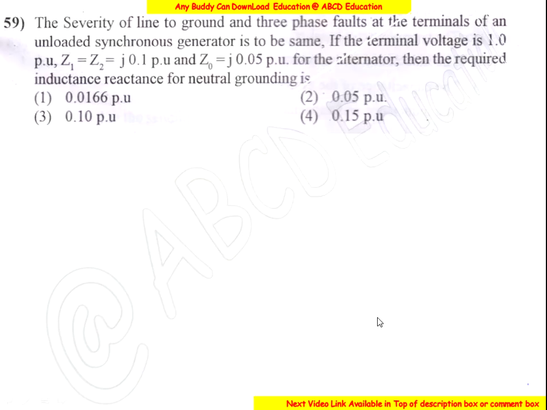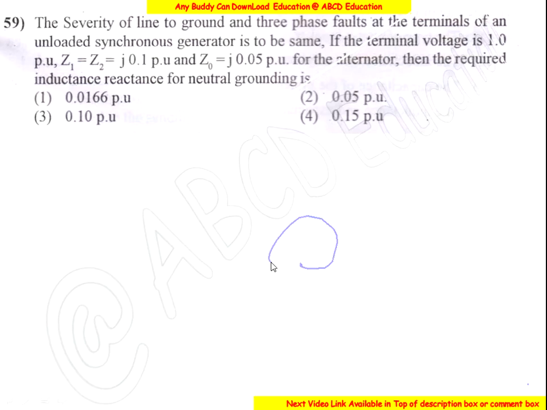Now come to question number 59. The severity of line to ground and three-phase fault at the terminal of an unloaded synchronous generator is to be the same. If the terminal voltage is 1 per unit, Z1 equals 0.1 per unit, and Z2 equals j0.05 per unit for the alternator, then find the required inductance for the neutral grounding.